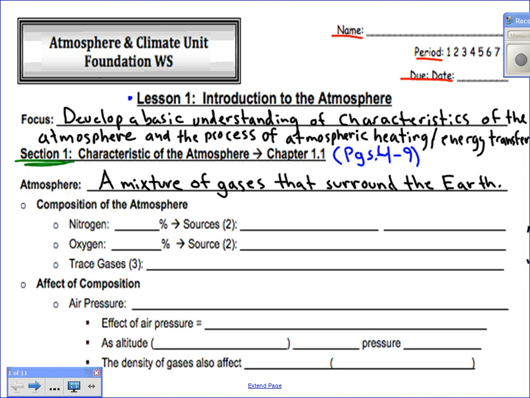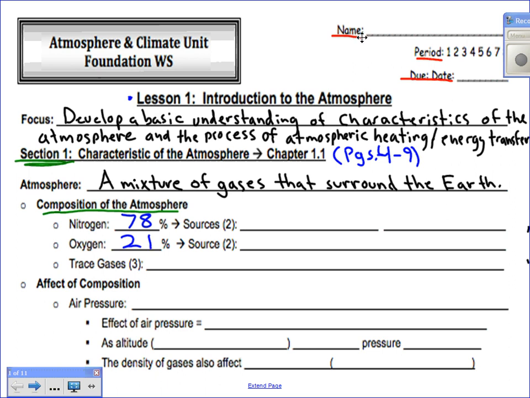Now, if we take a look at the composition of the Earth's atmosphere, we're going to find that there are different gases that make it up. In this case, we're going to take a look at nitrogen and oxygen, the two major components of the atmosphere. Nitrogen makes up 78% of the Earth's atmosphere. Oxygen only makes up 21%, which is still more than some of these other trace gases.